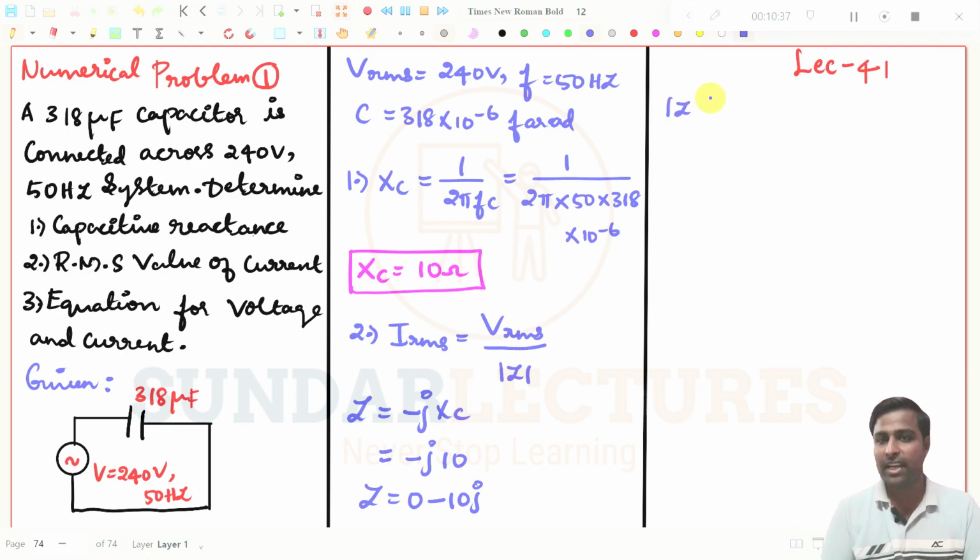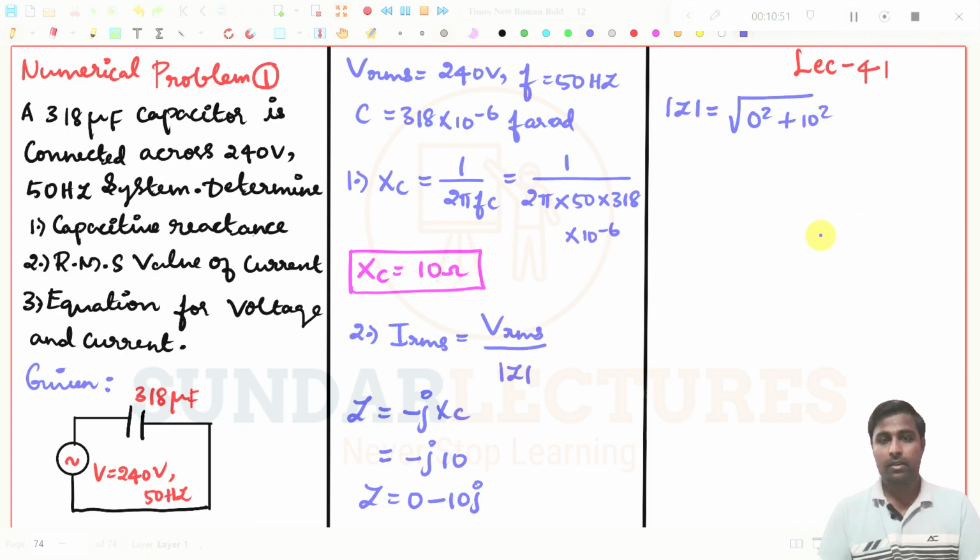Modulus of Z can be found by the square root of 0 square plus 10 square. That means you need to square these two values, right? So what will you get? Modulus of Z will be equal to the square root of 10 square, which again becomes 10 ohms. So the Z value will always be 10 ohms.